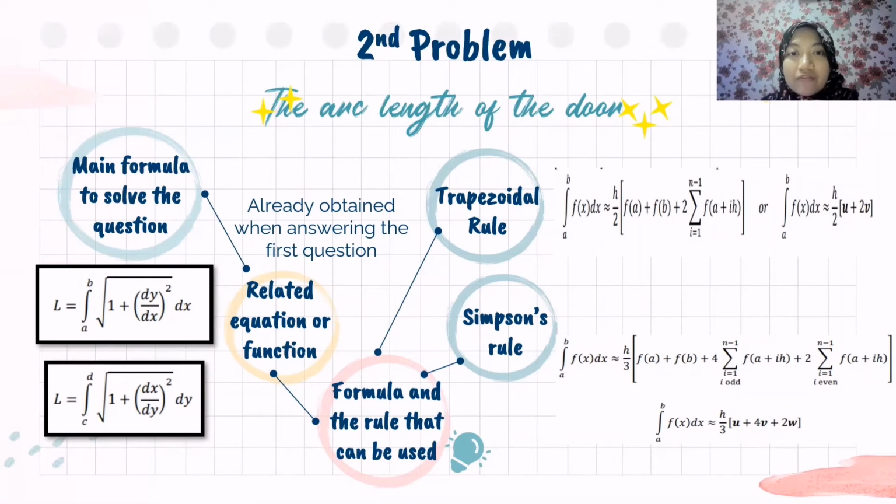But for the formula that we also need to use in order to find the arc length with this main formula, we can apply the trapezoidal rule and Simpson's rule. We can use either of the above because both formulas give the same final answer.